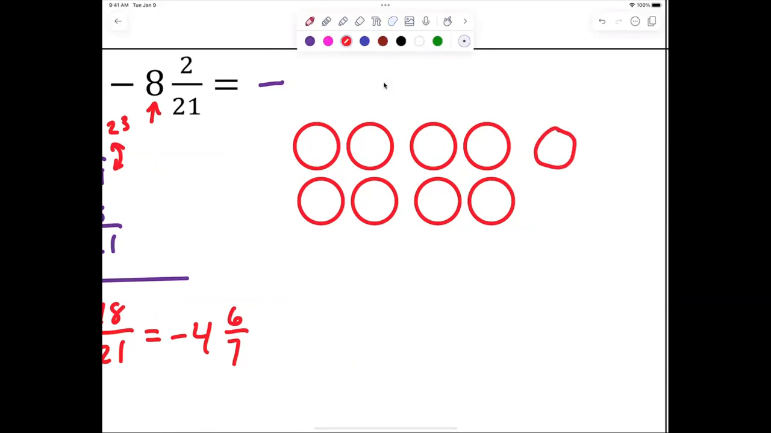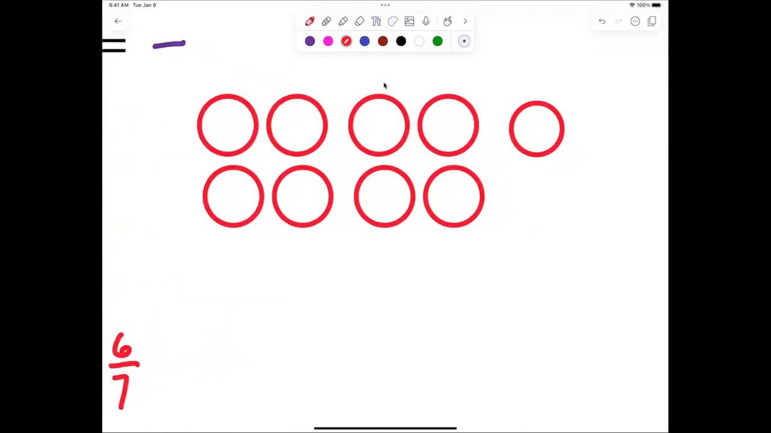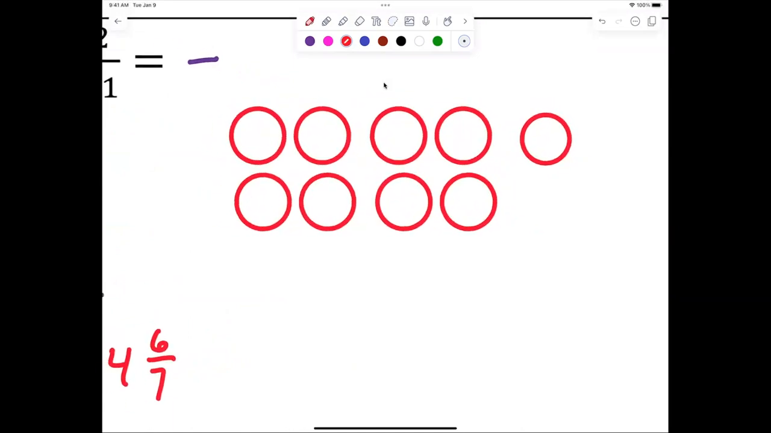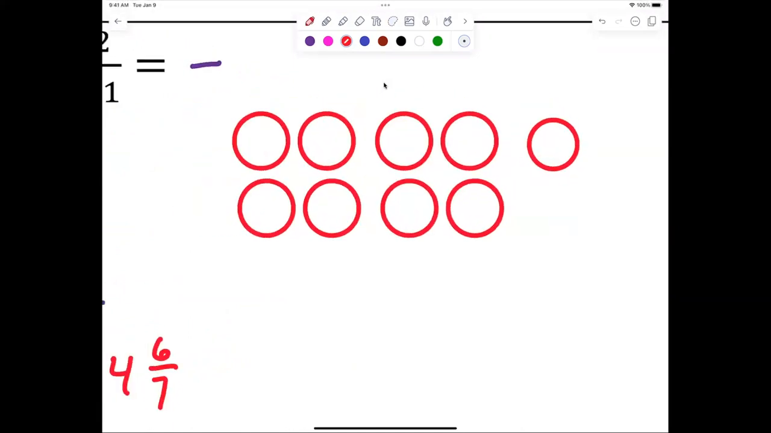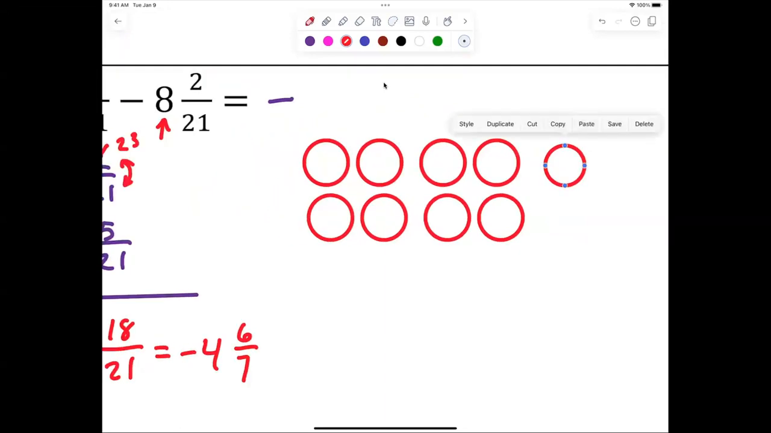Watch me make a circle here. But is it the whole circle? No, it's only what? 2 parts out of how many? 2 parts out of what, guys? 2 parts out of 21. Whoever said that, thank you. It's 2 parts out of 21. So now I'm going to color in 2 parts out of 21.